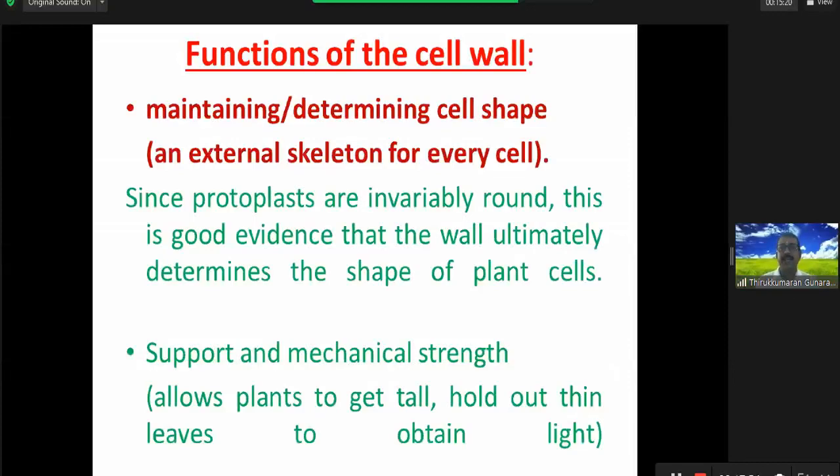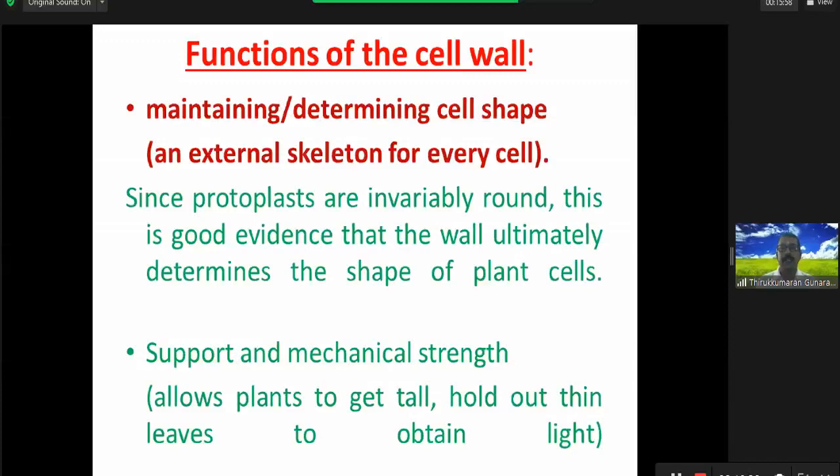Maintaining or determining the cell shape, and an external skeleton for every cell. Since protoplasm is invariably round, this is good evidence that the wall ultimately determines the shape of the plant cell. If you break down the cell wall, you get the protoplast. After the breakdown, it will become a round shape. So the cell wall gives the shape.